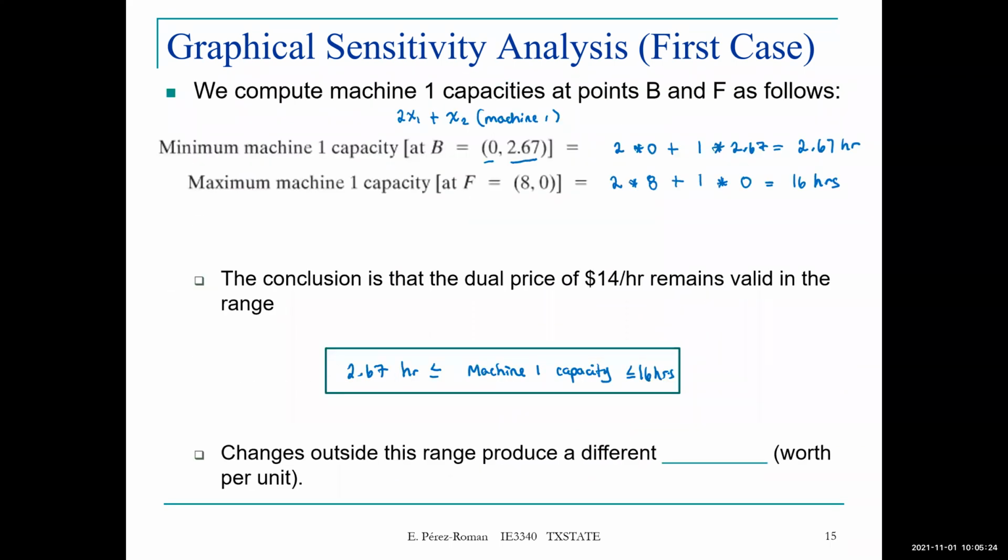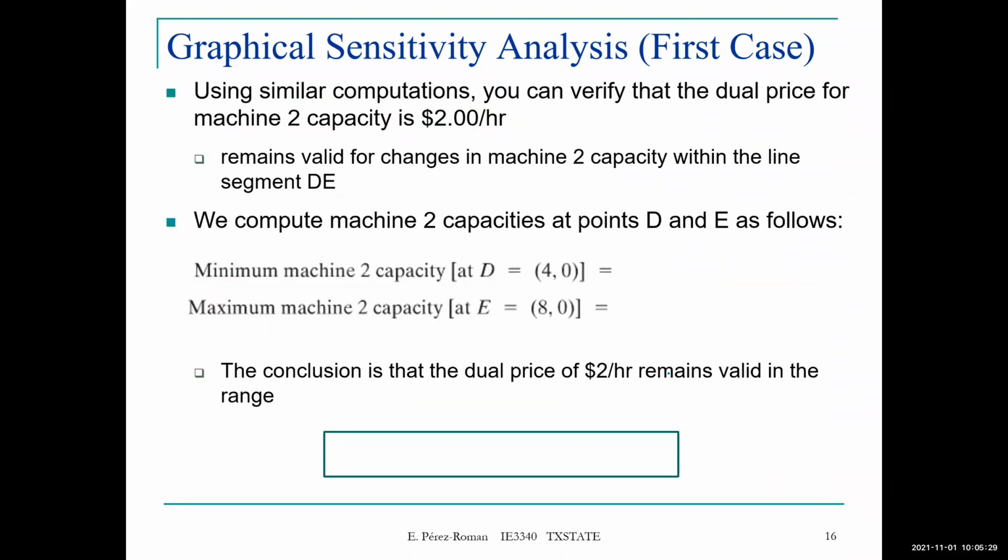So if we go back to computing machine 2 capacities at points D and E, we can find the minimum machine 2 capacity using the constraint x1 plus 3x2, machine 2. That would be 1 times 4 plus 3 times 0. That is 4 hours. And then, I'm sorry, this should be 0 and 8. This will be 1 times 0 plus 3 times 8. So this is 24 hours. So the conclusion is that the dual price of $2 an hour remains valid within this range.